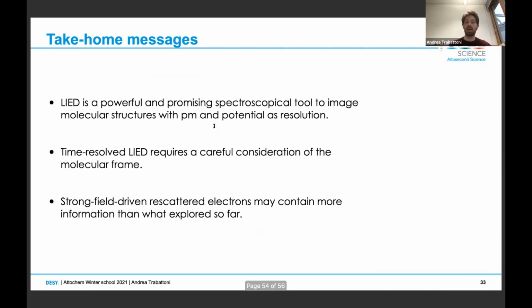And with this, I would like to conclude. I tried to demonstrate to you that LEED is a powerful and promising spectroscopic tool to image molecular structure with high temporal resolution and high spatial resolution. It's a time-resolved method, but the time resolution requires careful consideration of the molecular frame. And strong-field-driven rescattered electrons may contain more information than was explored so far, if we consider photoelectron holography.